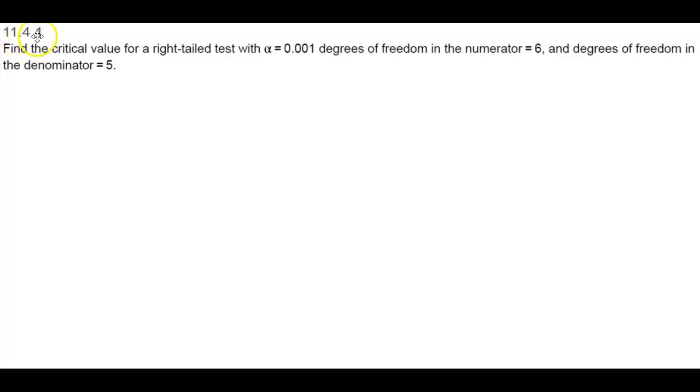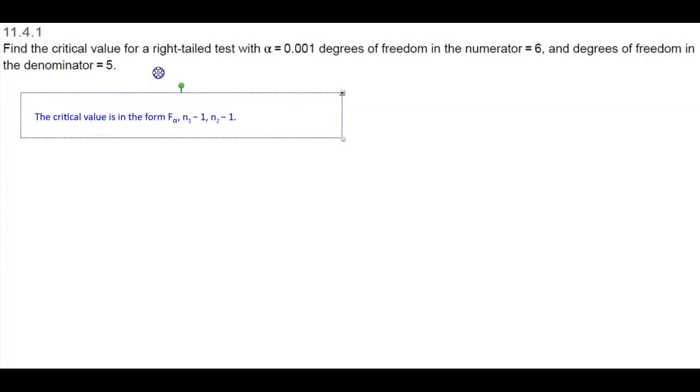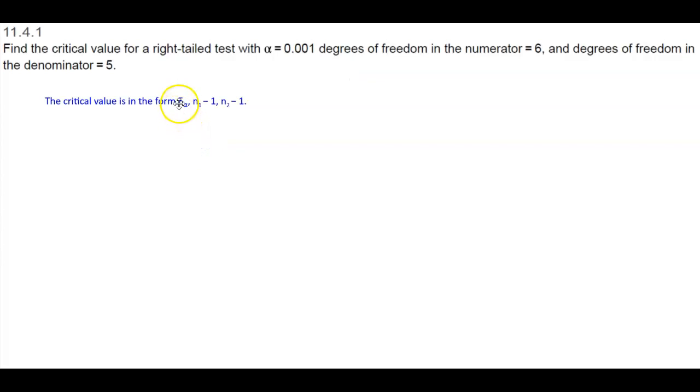Section 11.4.1. Find the critical value for the right tail test with alpha equals 0.001, degrees of freedom in the numerator equal to 6 and degrees of freedom in the denominator equal to 5. First and foremost, the critical value is in the following form: F alpha, n1 minus 1 and n2 minus 1. The first thing we need to know is that this is a right tail test.